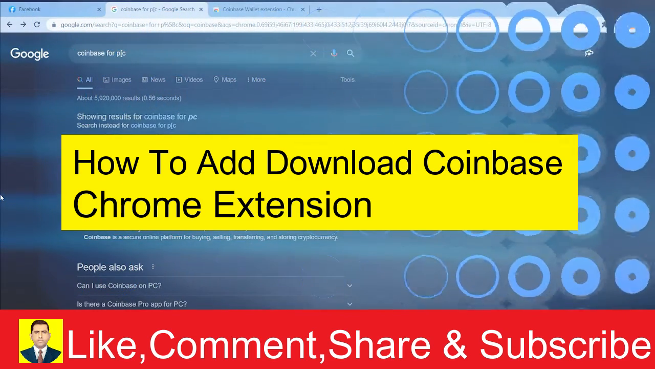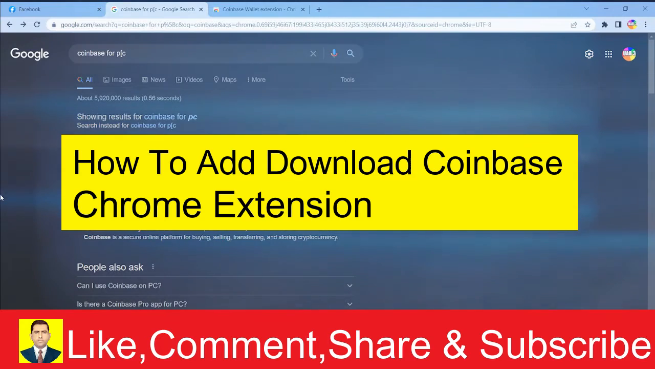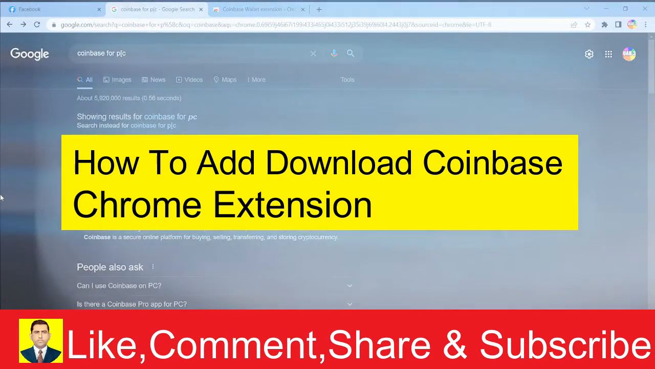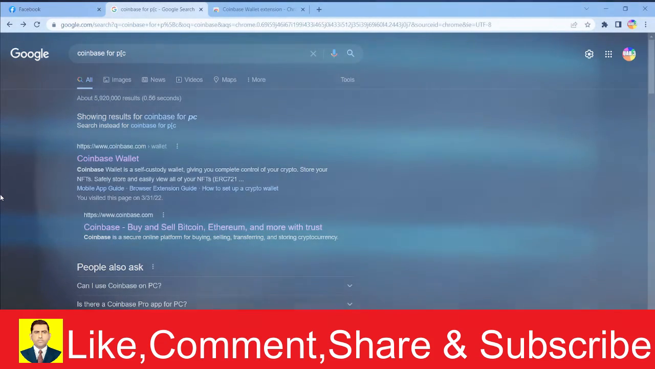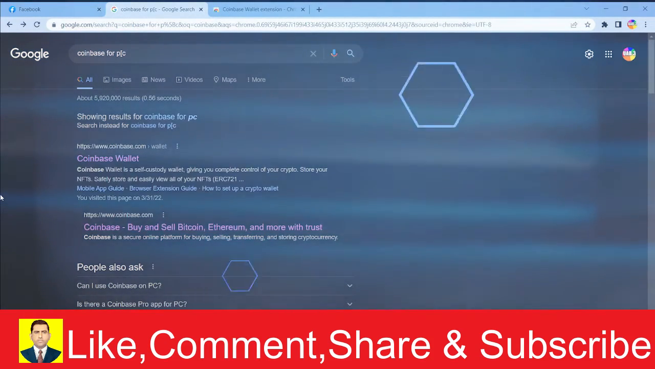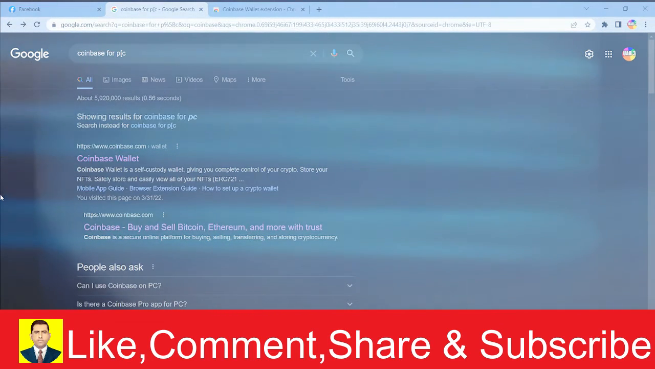So we're not gonna be downloading Coinbase itself. We're just gonna be adding Coinbase wallet. So if you do not know, Coinbase wallet is a place where you can store crypto like Bitcoin, Ethereum, and many other crypto. Whereas Coinbase itself is a place where you can trade crypto, store crypto, and do many more stuff related with crypto.